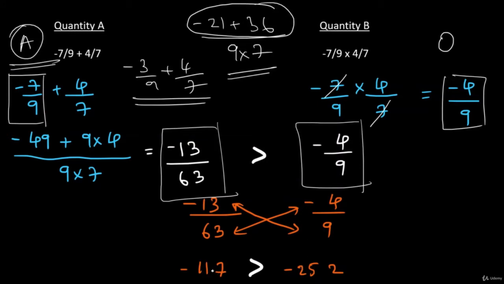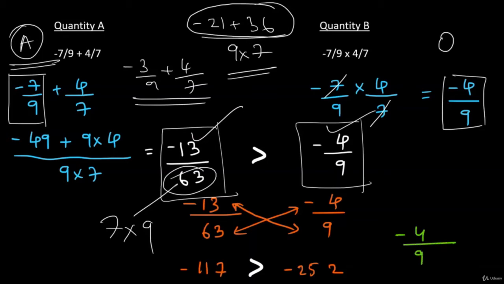Now there is one more method in which you could have done it. Over here you have minus 13 by 63, and over here you have minus 4 by 9, right? Now over here the denominator is 63, which is nothing but 7 into 9, right? So you could convert minus 4 by 9 into a fraction where the denominator is 63. So let's do that over here. So I have minus 4 by 9. I multiply the numerator and denominator with 7, so that my denominator becomes 63 and my numerator is minus 4 into 7, which is minus 28. So now you just need to compare minus 13 by 63 and minus 28 by 63, out of which minus 13 by 63 is the bigger quantity, right? Therefore again the answer is option A.